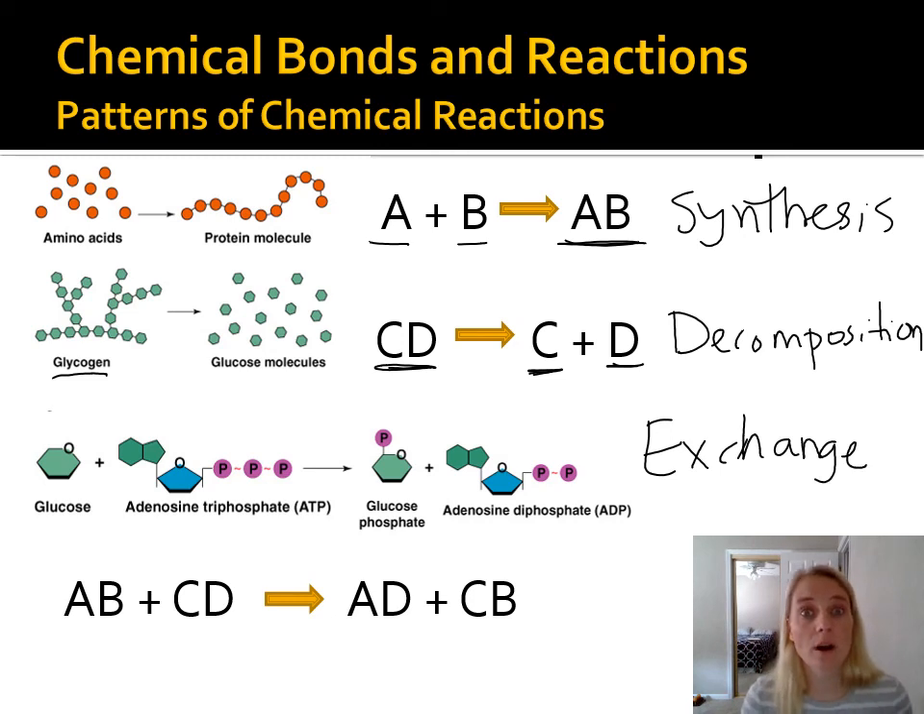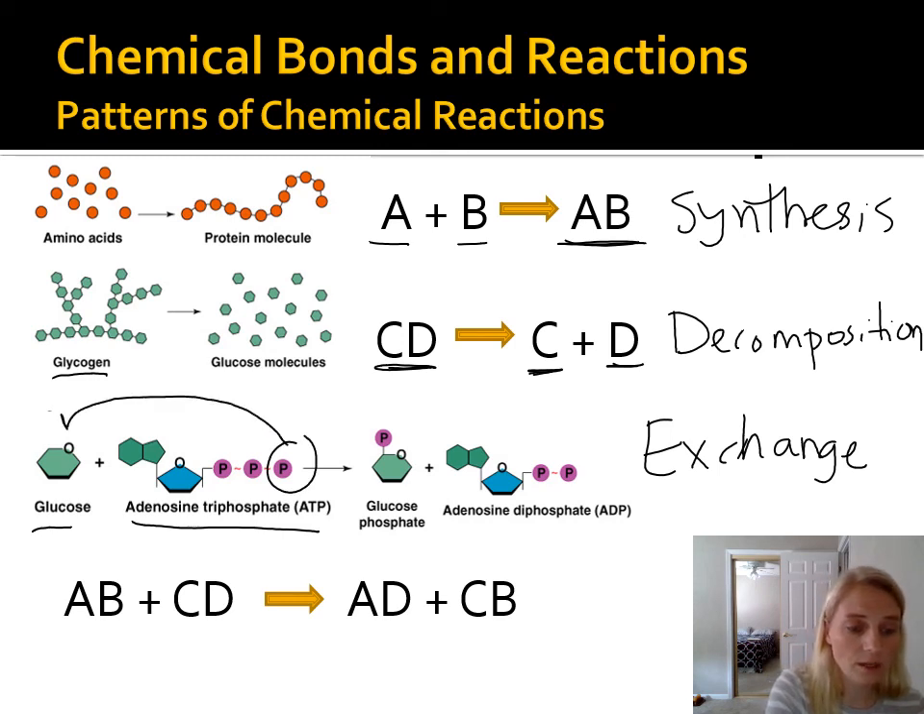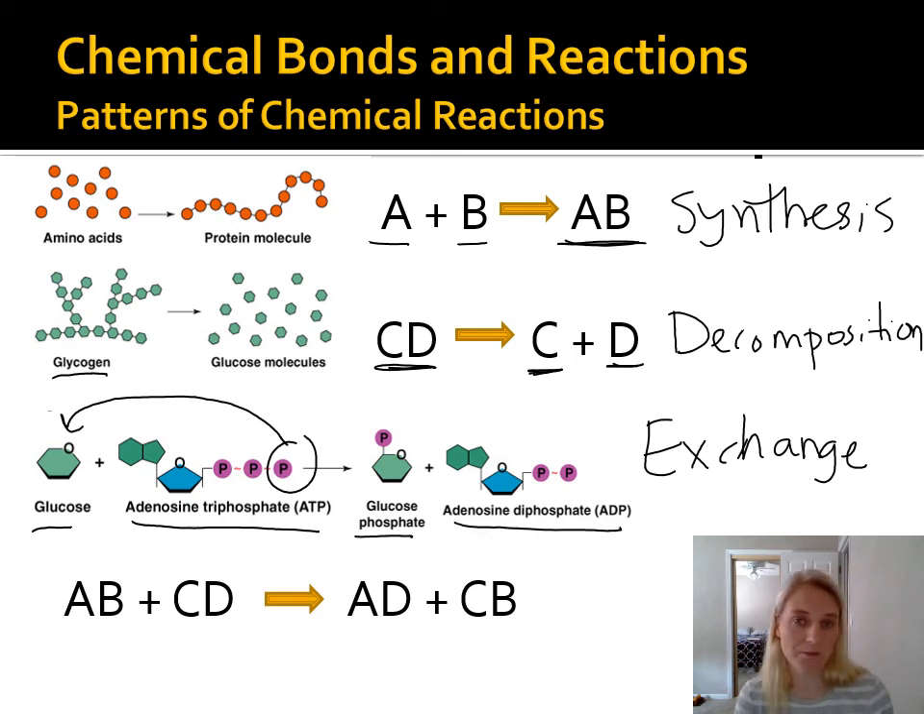Exchange reactions are where the two parts of the molecule swap places. So here we have glucose and ATP. And what's going to happen is this phosphate group is going to swap positions and go in and hook onto the glucose. So here we have glucose phosphate, and now we have a diphosphate. There's only 3 phosphate groups. So that would be like molecule AB and molecule CD becoming AD and CB. They swap partners, break bonds and make bonds. So that's an exchange reaction.